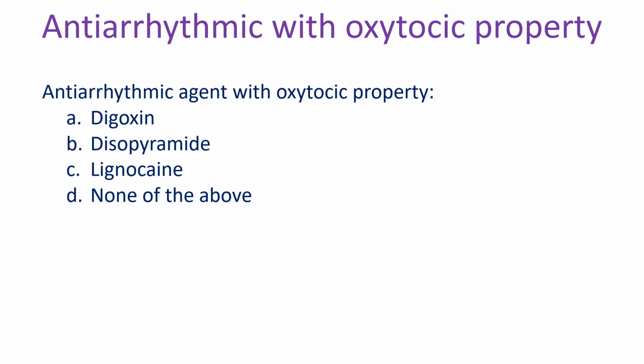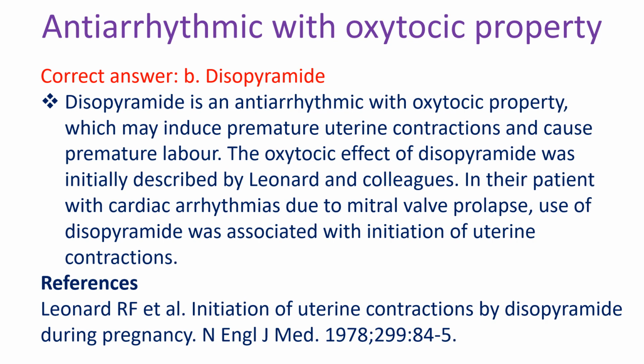Antiarrhythmic agent with oxytocic property. A. Digoxin, B. Disopyramide, C. Lignocaine, D. None of the above. Correct answer B. Disopyramide. Disopyramide is an antiarrhythmic with oxytocic property which may induce premature uterine contractions and cause premature labor. The oxytocic effect of disopyramide was initially described by Leonard and colleagues in their patients with cardiac arrhythmias due to mitral valve prolapse. Use of disopyramide was associated with initiation of uterine contractions.